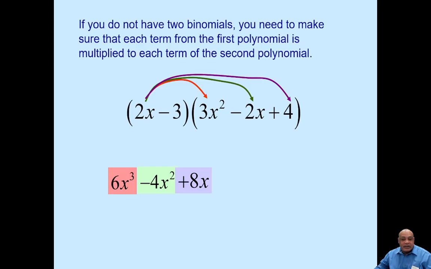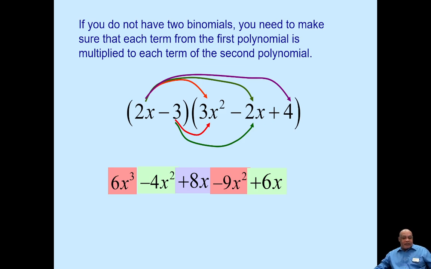Here we have 2x times 4, which is 8x. And we have our last terms here. Here we have inner terms there. 3x squared times negative 3 gives me a negative 9x squared. Here we have negative 3 times a negative 2, which is a plus 6. And here we have a negative 3 times the 4, which is a minus 12.